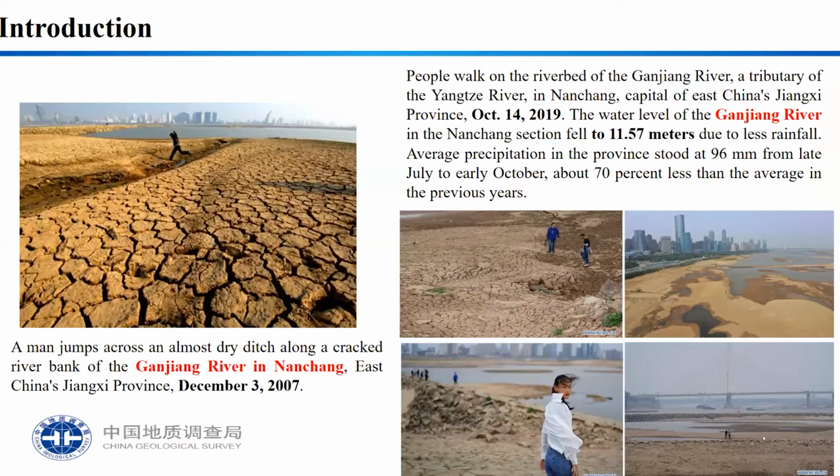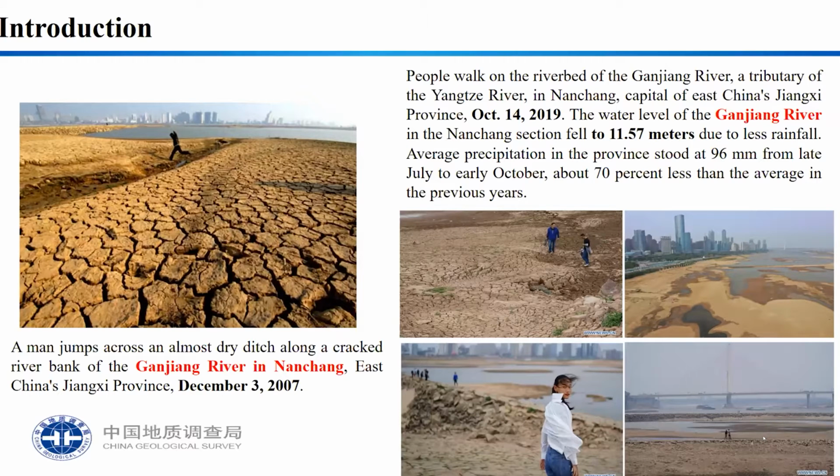In my topic, the study area is Nanchang. Nanchang is situated in the north central part of Jiangxi province, on the alluvial plain of the lower reaches of Ganjiang River and Fuhe River. In recent years, seasonal water shortage events often occur in Nanchang, which threaten the safety of water supply. We can see from the picture that a man jumps across the almost dry ditch along the cracked river bank of Ganjiang River in Nanchang, December 3, 2007.